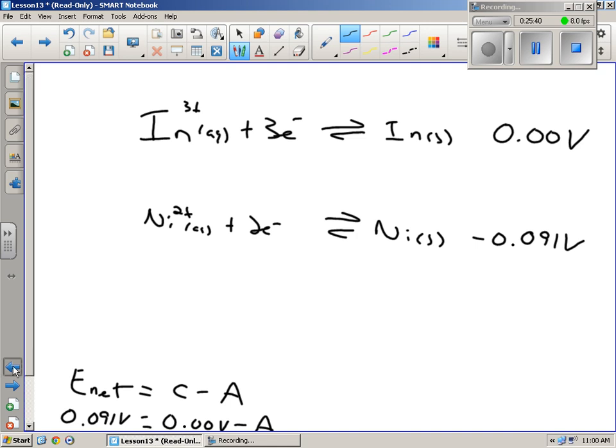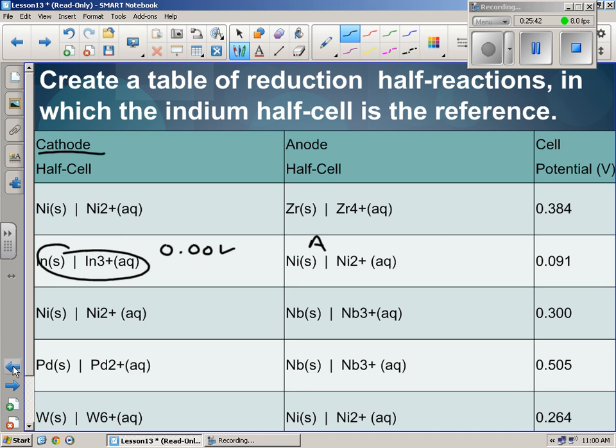So when I go back to this page here, I'd say, okay, you know what? I know that this is a negative 0.091 volts. Makes sense. Look, cathode minus the anode. C minus A gives me a positive 0.091, right? True? So, there you go. Now you know the nickel half cell, and now I can use that one. So I say, oh, let's go back to the top one here.